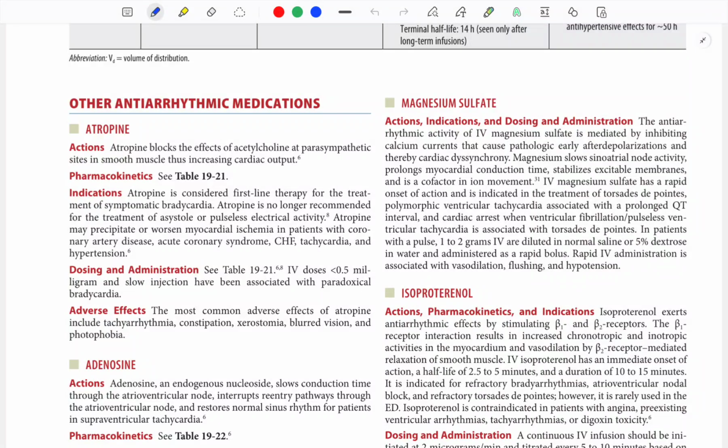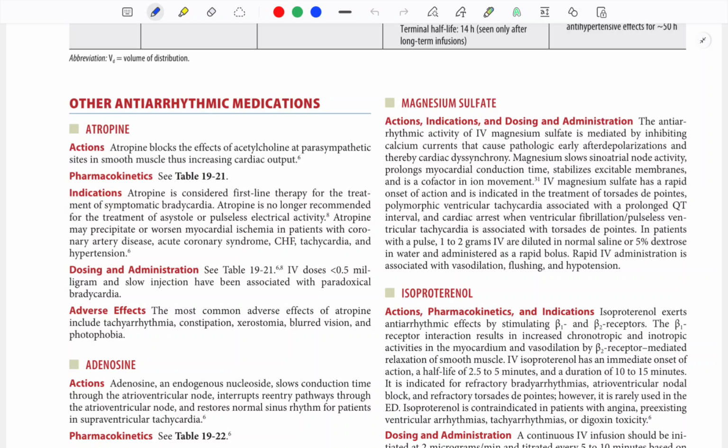Next drug is atropine. So atropine blocks the acetylcholine effect, or parasympathetic. Atropine blocks the effect of acetylcholine at parasympathetic sites in smooth muscle, thus increasing cardiac output. So atropine is a parasympatholytic. Actually, atropine worsens MI.